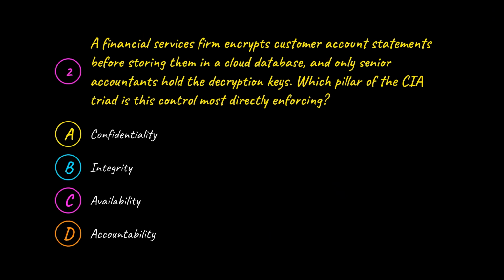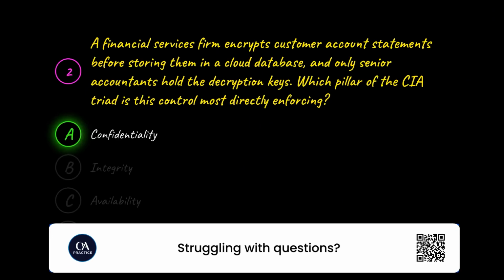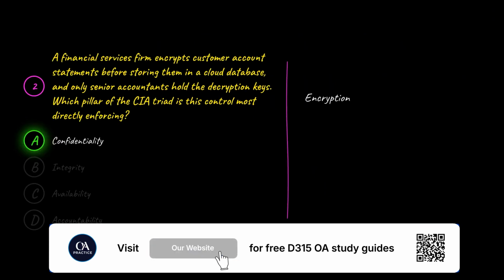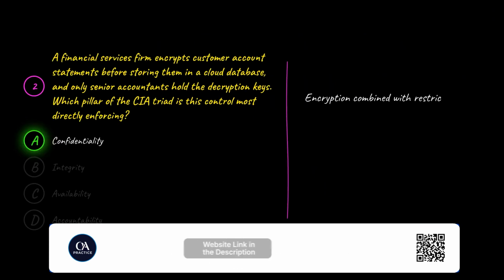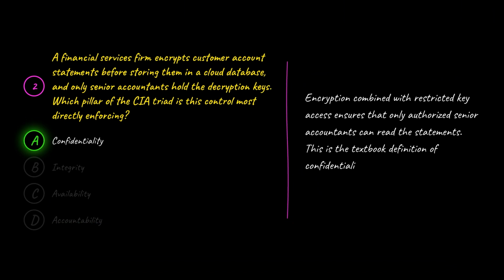Take a second. Which answer would you pick? The correct answer is A, confidentiality. A is correct because encryption combined with restricted key access ensures that only authorized senior accountants can read the statements. This is the textbook definition of confidentiality, where sensitive data remains hidden from unauthorized viewers.